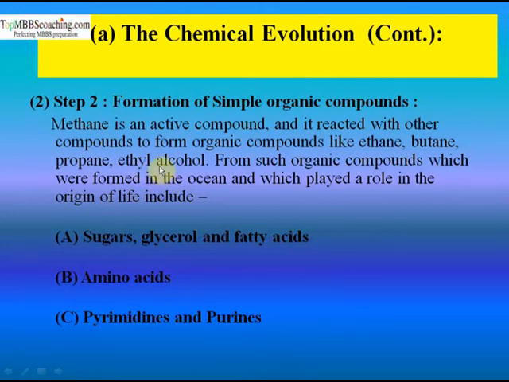Sugars, glycerol and fatty acids were formed by the combination of carbon, hydrogen and oxygen. Amino acids were formed by the combination of carbon, hydrogen, oxygen and nitrogen. And pyrimidines and purines were formed by the combination of carbon, hydrogen and nitrogen. All these compounds were formed at the time when sunlight could not reach the earth because of dense clouds in the sky.